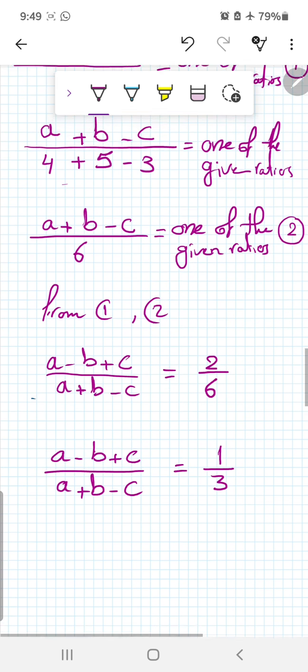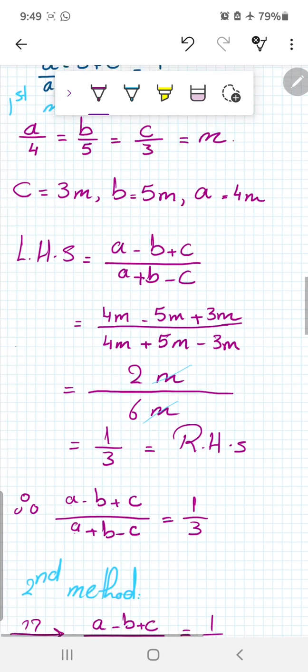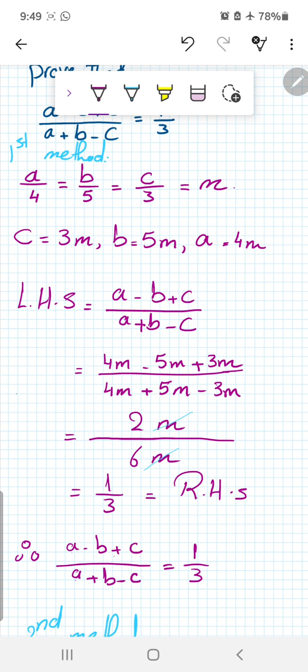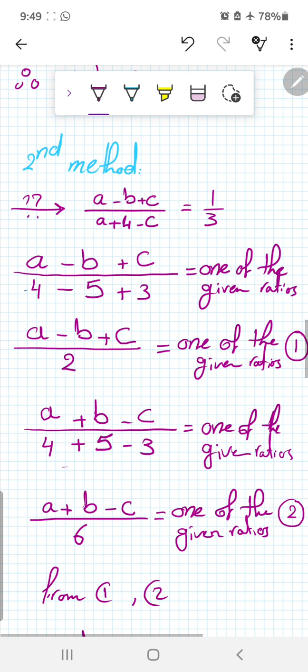In example 2 we have two methods. The first method is to set the ratios equal to M and solve the equation, and the second method is using one of the given ratios. First we look at the example. We look at the numerator, which is A minus B plus C. So the A in the first ratio is as it is, the second ratio is negative B, up and down, and the third ratio is plus, up and down. Second, we look at the denominator, A plus B minus C. The first ratio is as it is, the second ratio as it is, and the third is negative, up and down.